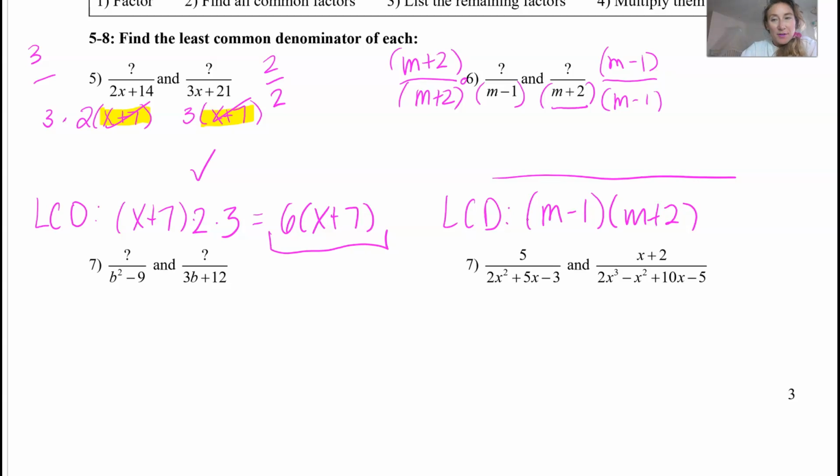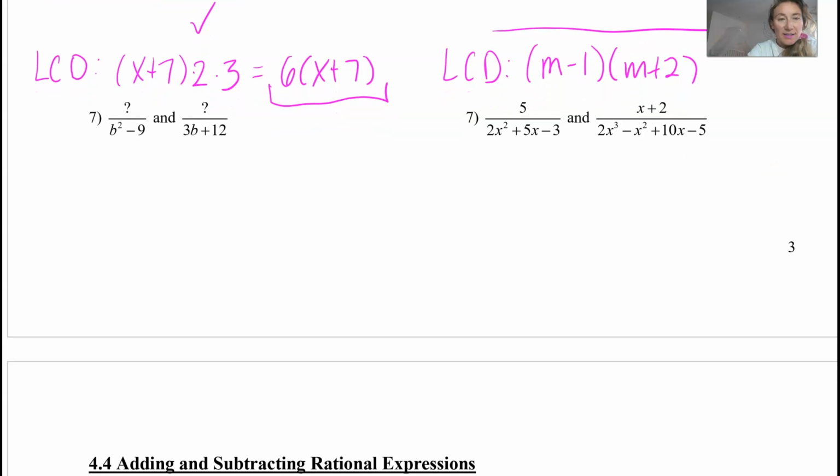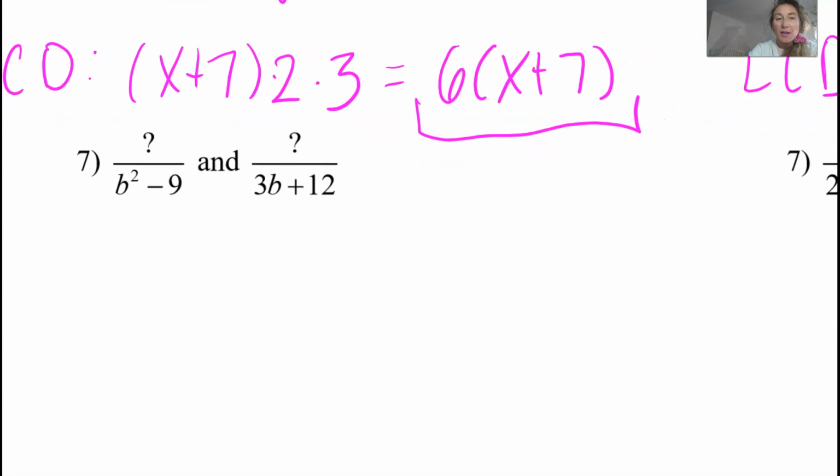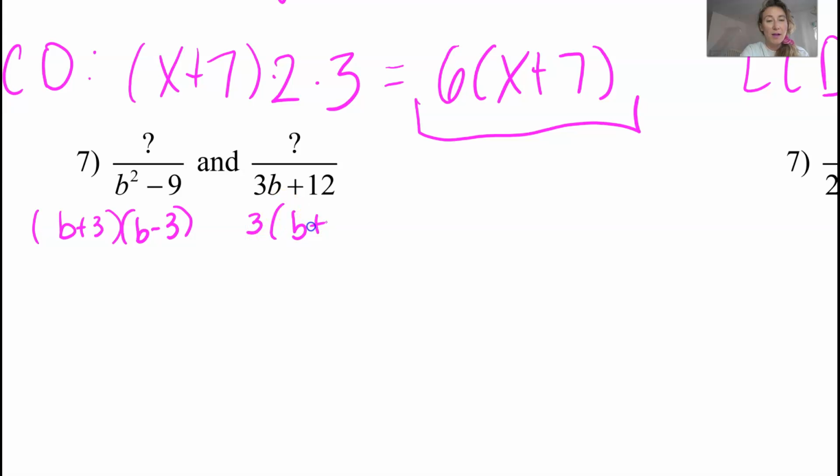So let's take a look at number 7. This one's very exciting because I do see 2 binomials, but this is a special binomial. I notice the exponent is 2, so I believe I need to factor that further. It's not GCF factoring there. That's that difference of 2 squares pattern. So that's going to be b plus 3, b minus 3. And then here I've got 3, and then b plus, when I take out the 3, it's 4.